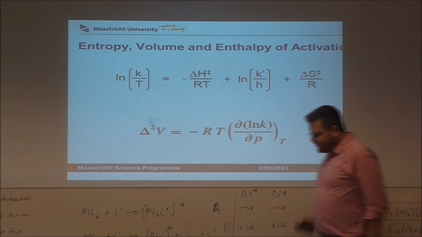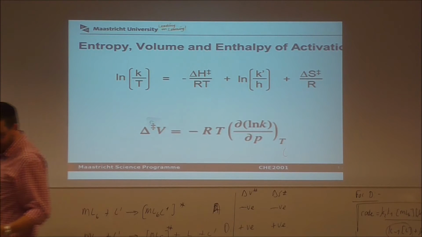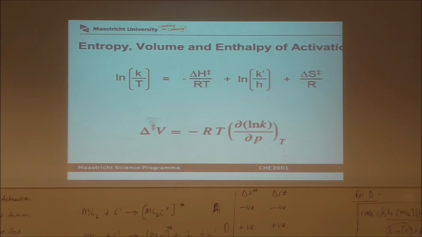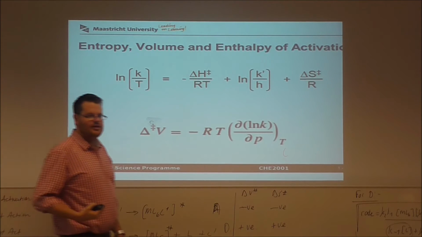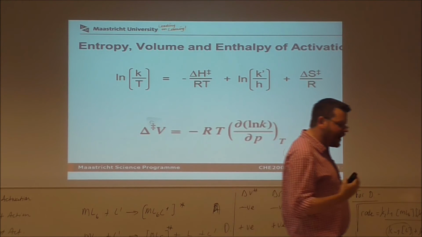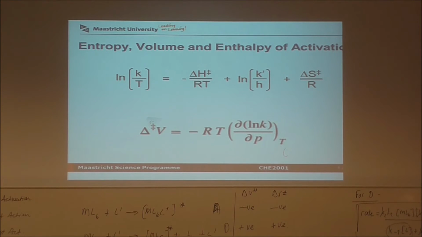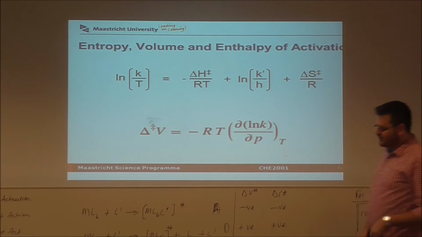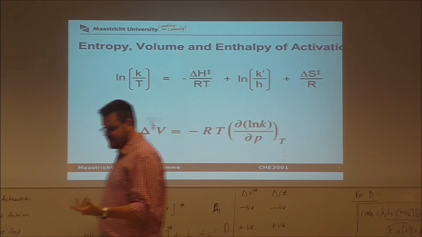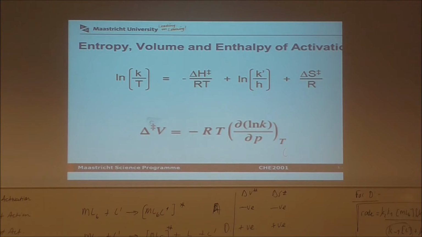This over here is the definition of the volume of activation, right? And it is defined as essentially the response of the rate constant with respect to a change in pressure. In other words, if you change the pressure of a substitution reaction and look at the change in the rate constant, or the logarithm of the rate constant, you can determine the volume of activation. And if it's negative, it suggests it's associative, and if it's positive, it suggests it's dissociative. Right, so these are important things.